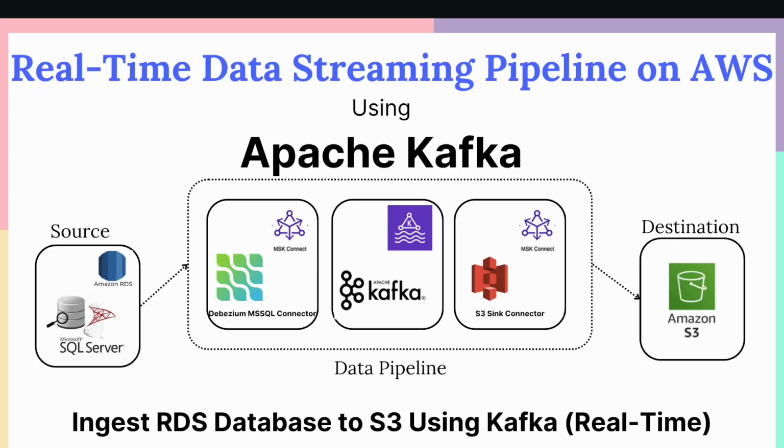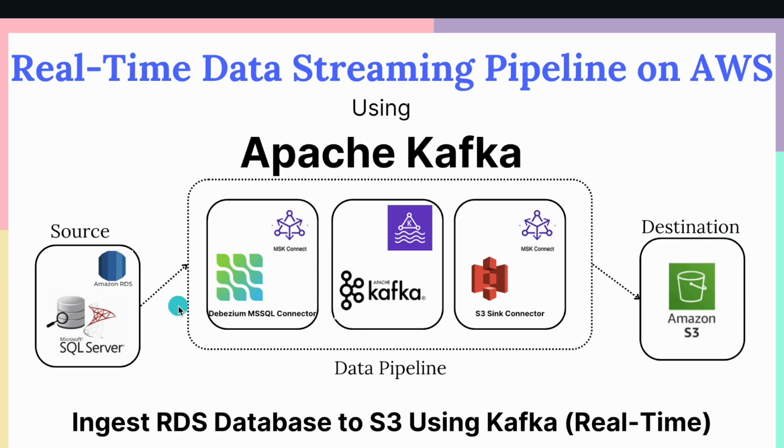Hello everyone. In this video, we're going to build a real-time data streaming pipeline on AWS using Apache Kafka. Our project is going to be: we will have a source, which is basically a SQL Server running on Amazon RDS, and we are going to ingest any changes in this source system in real time using Apache Kafka and load it into Amazon S3, which is going to be our destination.